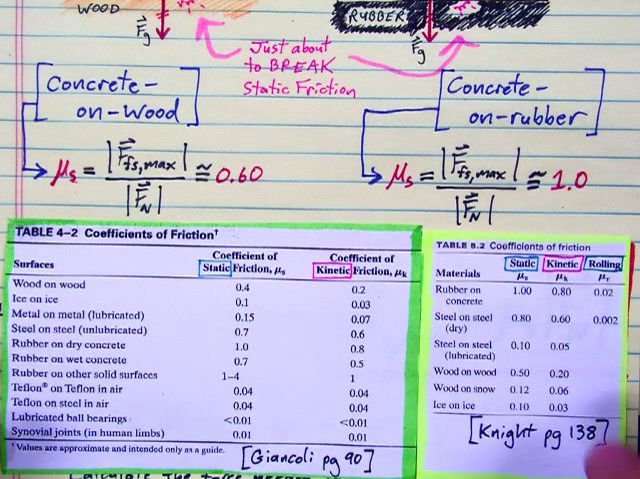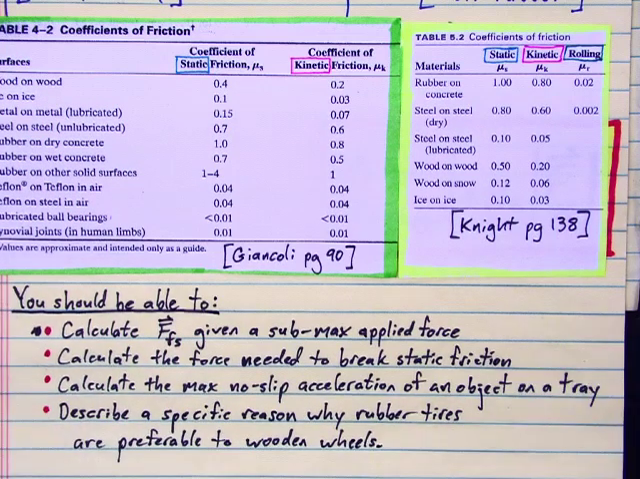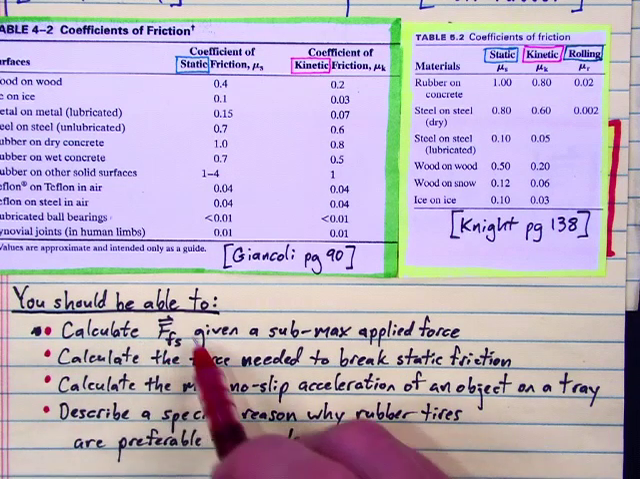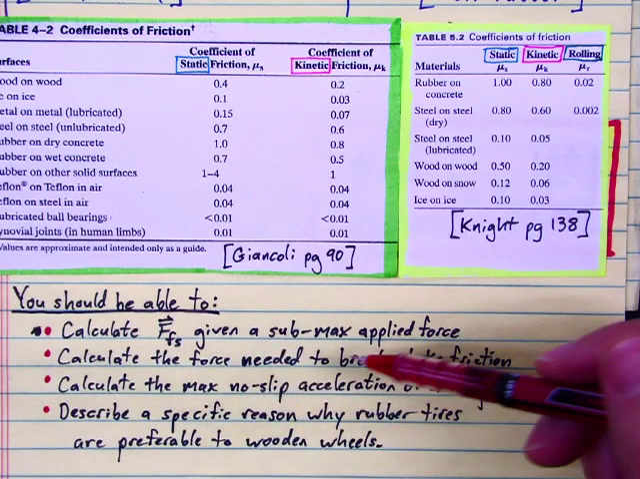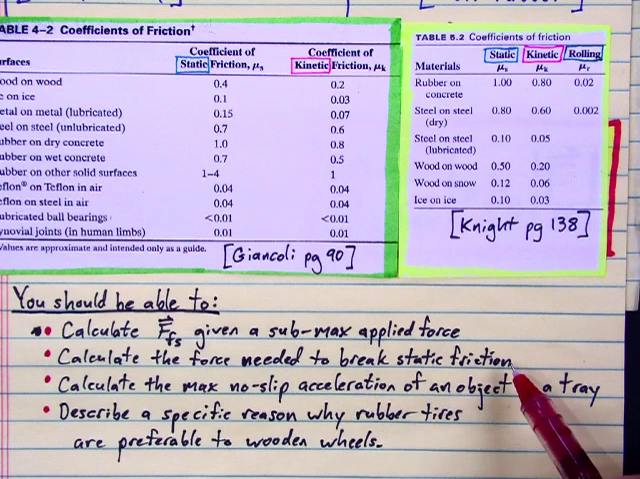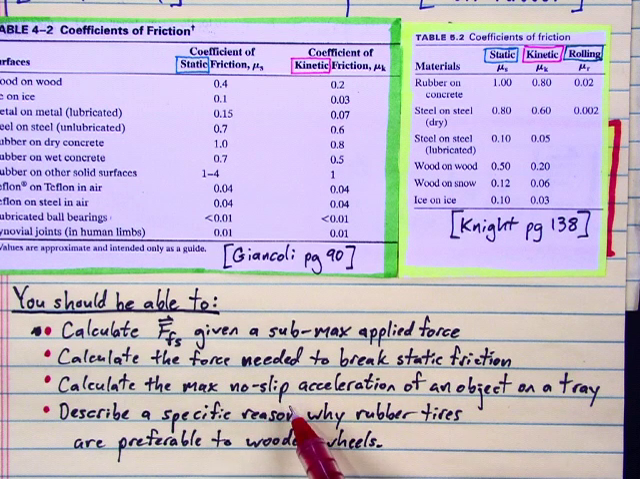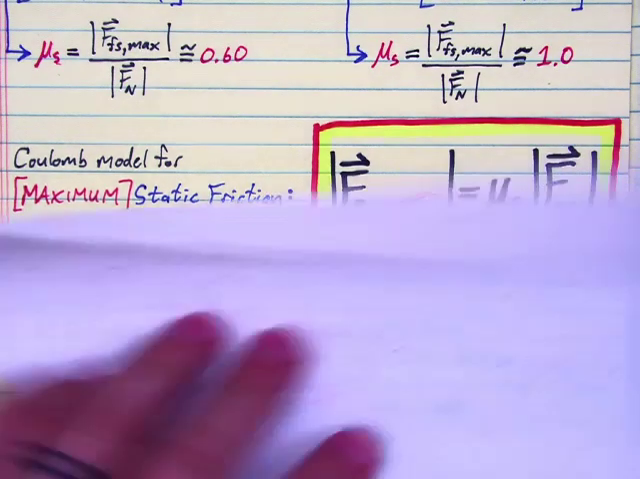Alrighty, after the last few videos, you should be able to do the following. Think about these 4 tasks, and if you know how to do them. You should be able to calculate the value of the force of static friction on an object if that object is subject to some applied force that's less than the maximum value of static friction. Also calculate the force needed to break static friction. Calculate the maximum no-slip acceleration of an object on a tray, and describe a specific reason why rubber tires are preferable to wooden wheels. Okay, so about our equation here for maximum static friction.